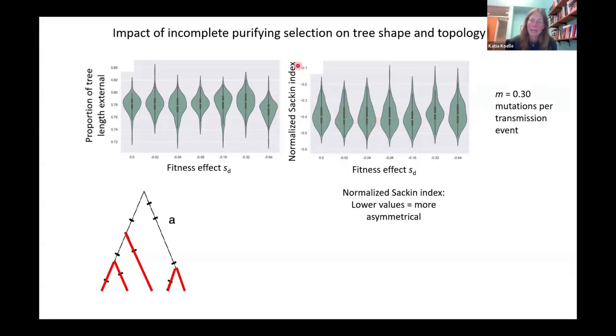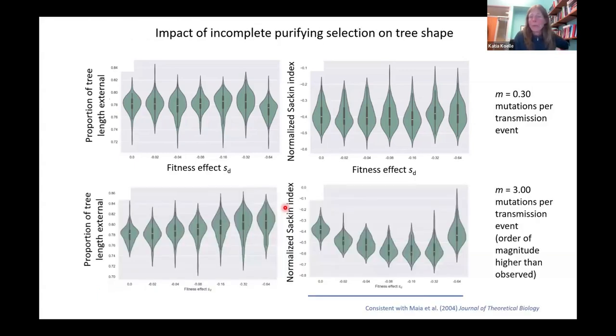Did not actually impact the asymmetry of those trees, right? Under those mutation rates that we looked at. And then, because we didn't find any effects here, we looked at mutation rates which were an order of magnitude higher, so that in each transmission event there'd be on average about 3 mutations that occurred at the birth of a new infected individual.